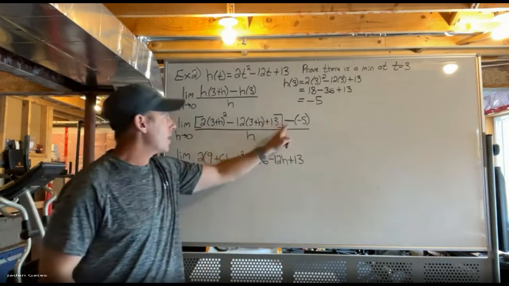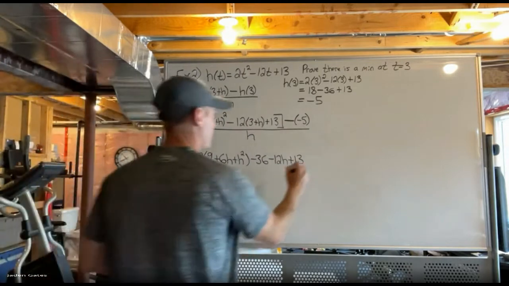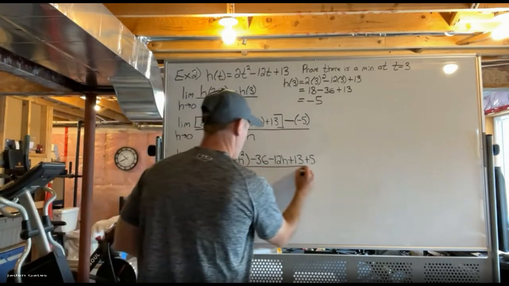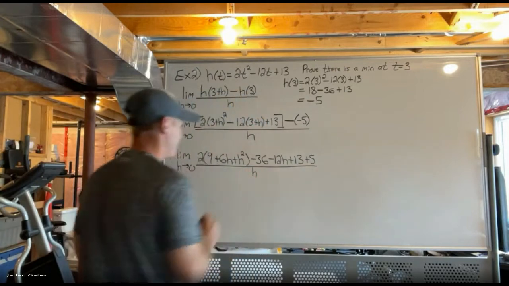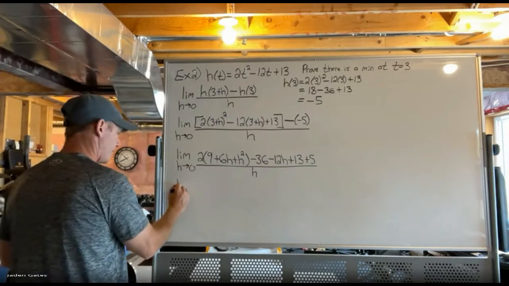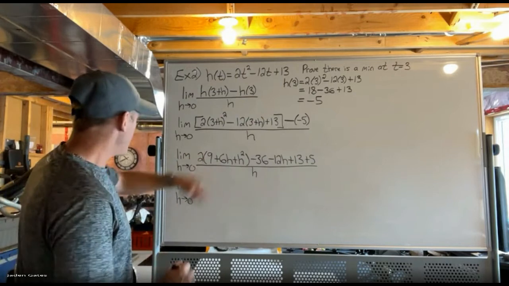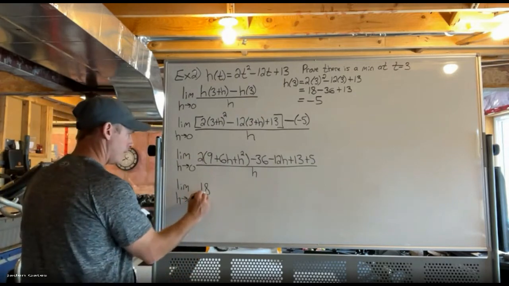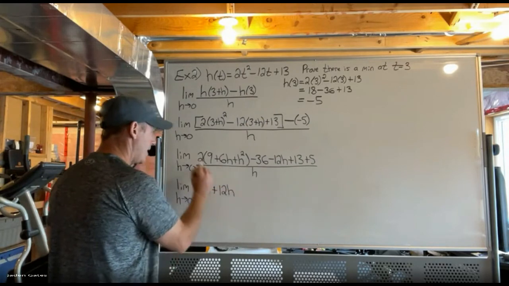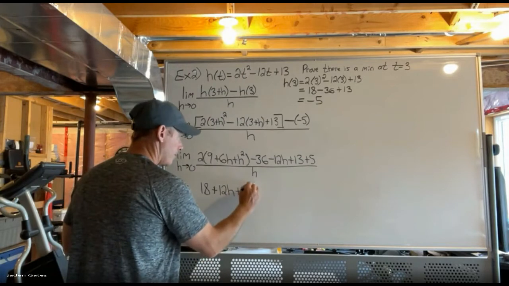And then this thing over here, I get a minus minus. So 2 minus signs come together, give me a plus 5. All over h. All right. So now I got to do the rainbow rule here. Limit as h approaches 0. 2 times 9 is 18. 2 times 6h is 12h. And 2 times h squared is 2h squared.